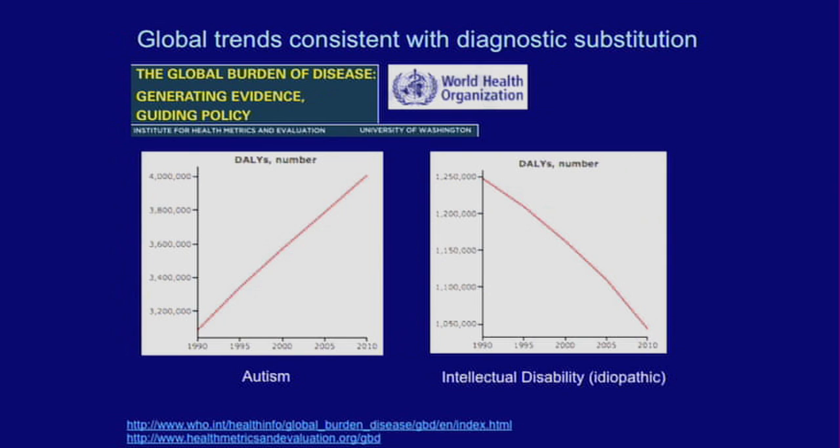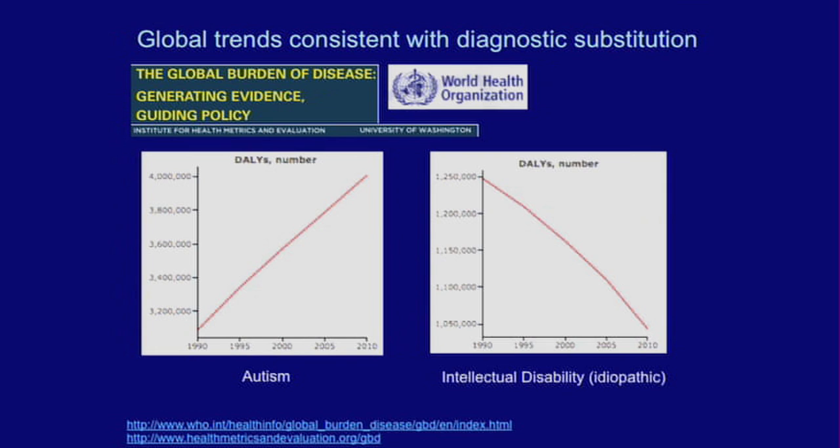And then from a global perspective, we also see some evidence of diagnostic substitution, I think, in the way that the DALYs, the disability-adjusted life years, are computed. This is a measure used in global health to capture the burden of disease in a population. If you just go to their website, it's at the University of Washington, you can plug in different diseases, and it'll give you a graph of the trends. And when you plug in autism, you get this rising number of disability-adjusted life years globally due to this. You put in intellectual disability, and this is the only category they had, and you see this big drop.